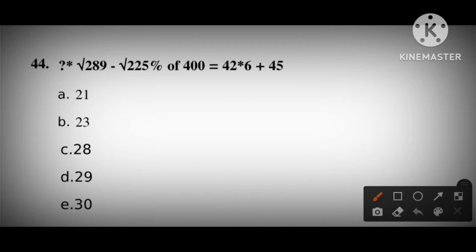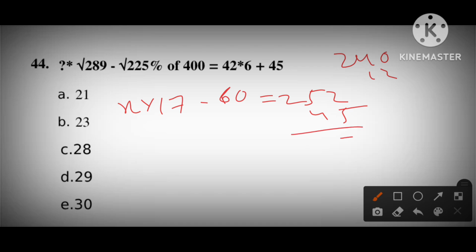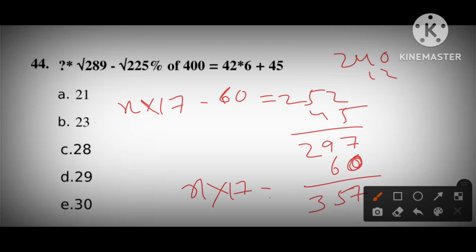Question number 4. X into 17 minus 15% of 4, which will be 60. Okay, equals to 240 plus 12, 252. 252 plus 45, 297. This 60 plus 60. So this will be plus 67, 5, 357. And here we have 17x. X into 17 equals to 375. 17 2 times is 34, and 1 times 21. Option A is our answer.